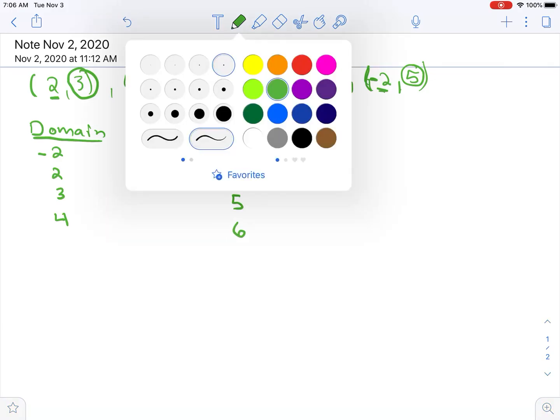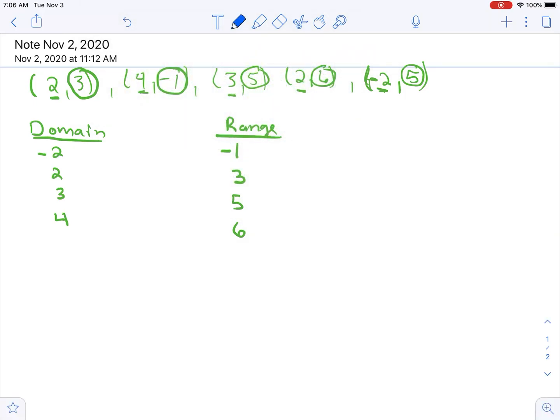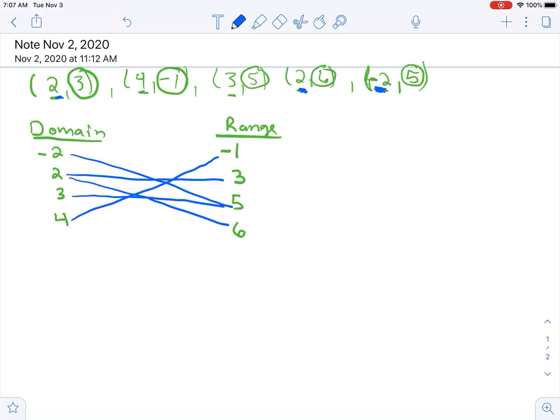So now I'm going to make it a mapping diagram. I'm going to draw lines. If I look at negative 2, right there it goes with 5. So negative 2 to 5. And then I have 2. 2 goes with 3, so 2 to 3. 2 also goes right here, so I have 2 here. 2 goes with 3, and 2 also goes with 6. Then I have 4 goes with negative 1. And then I have 3 goes with 5. And there's your mapping diagram.